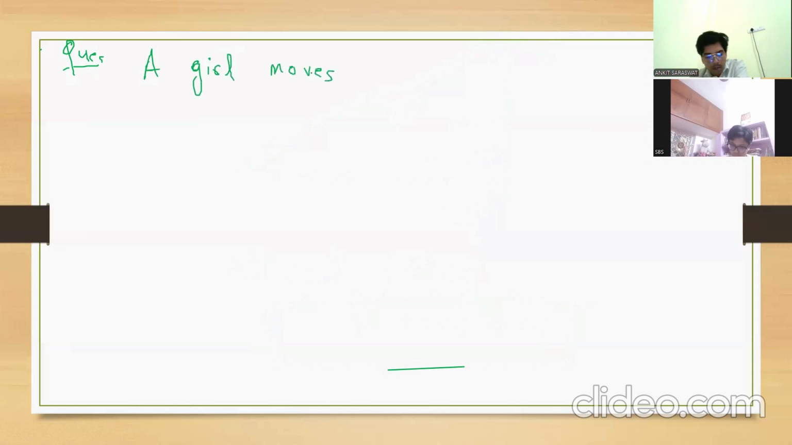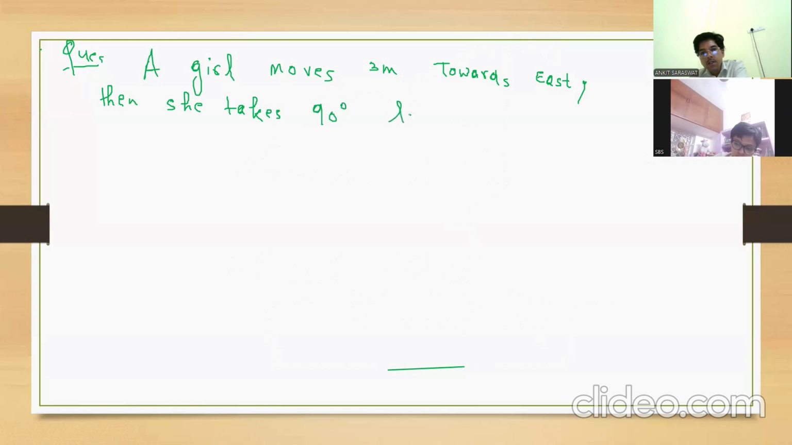A girl moves 3 meter towards east. Then she takes a ninety degree left turn and moves 4 meter north. Find the displacement of the girl.